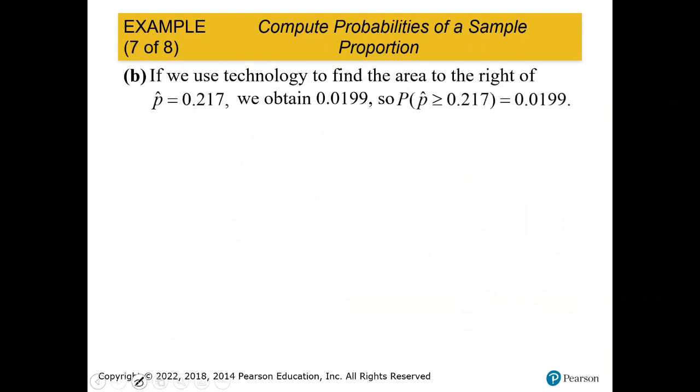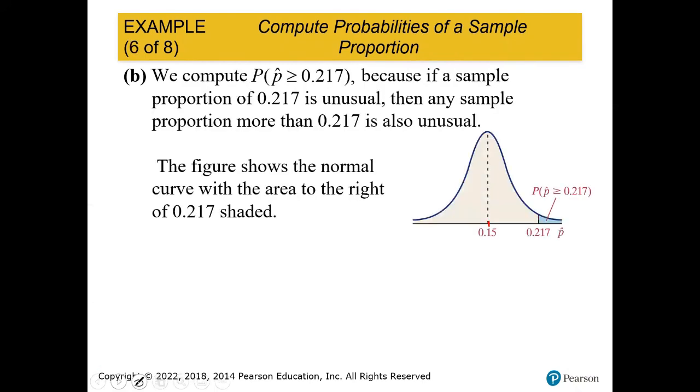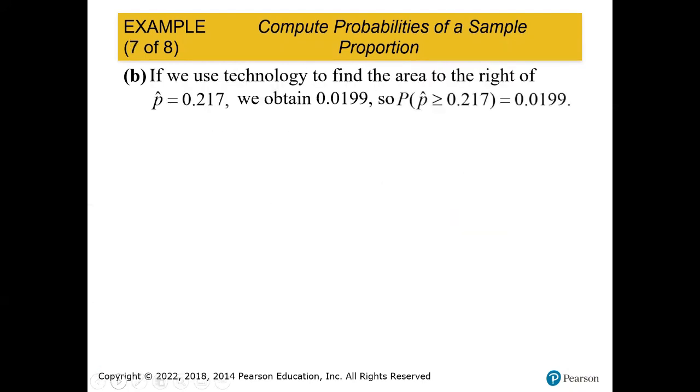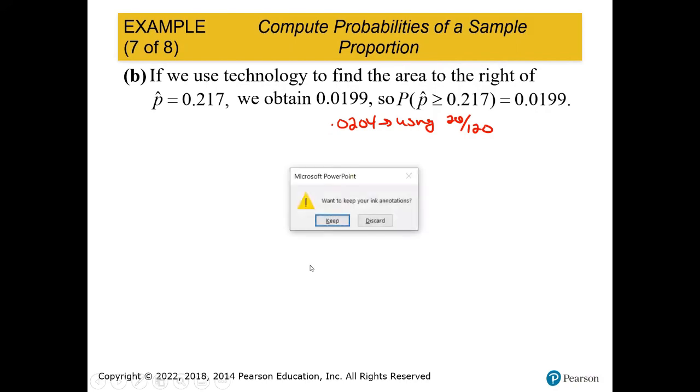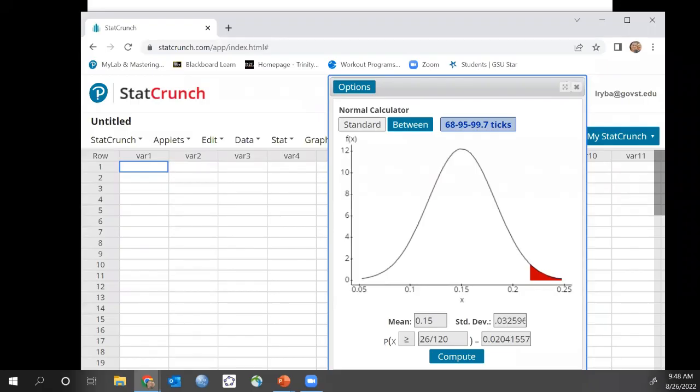Oh, they got a different answer. All right, so theirs is slightly different because they rounded. So let's look at the difference here. I had 0.0204 using 26 out of 120. If I use their decimal, let's see if we use their rounded version of 26 out of 120.